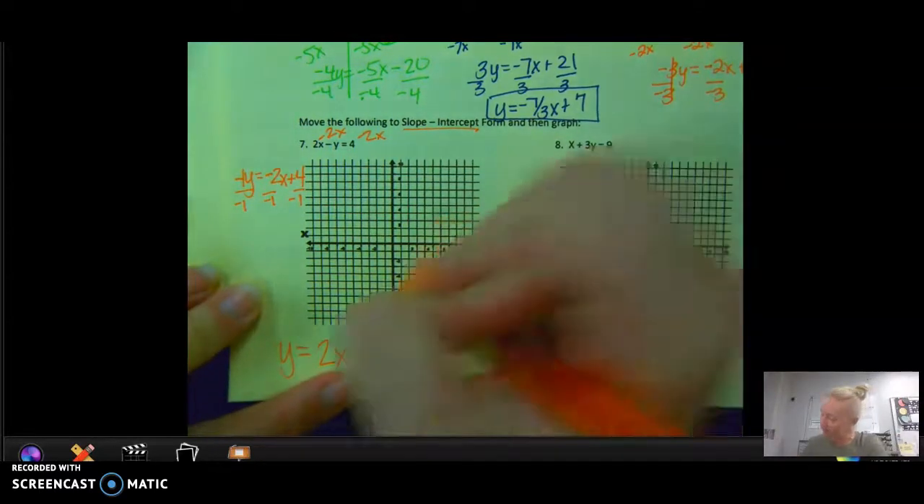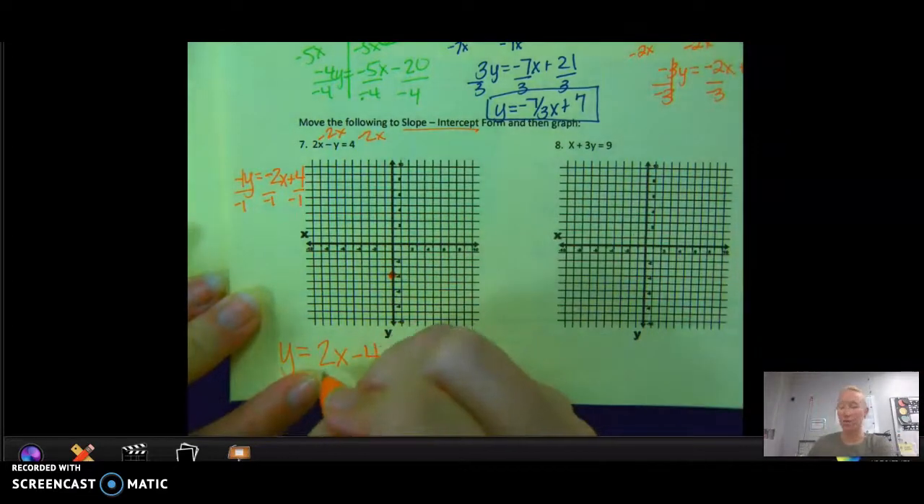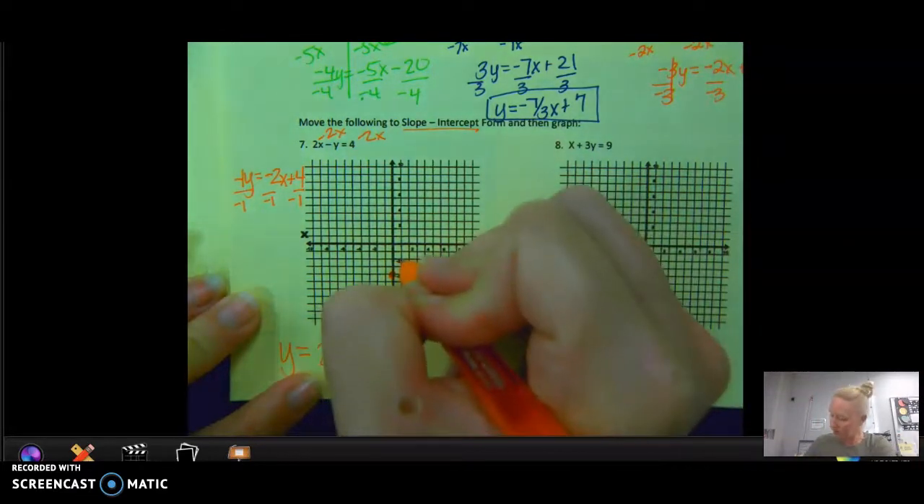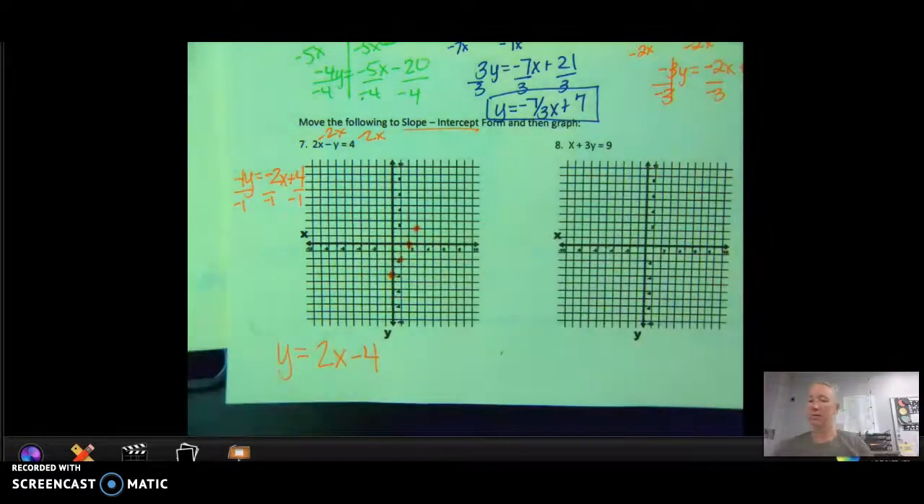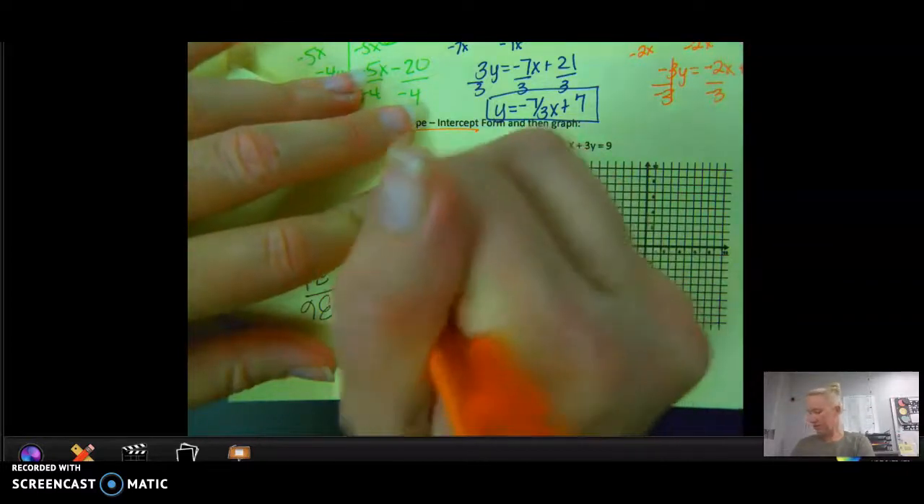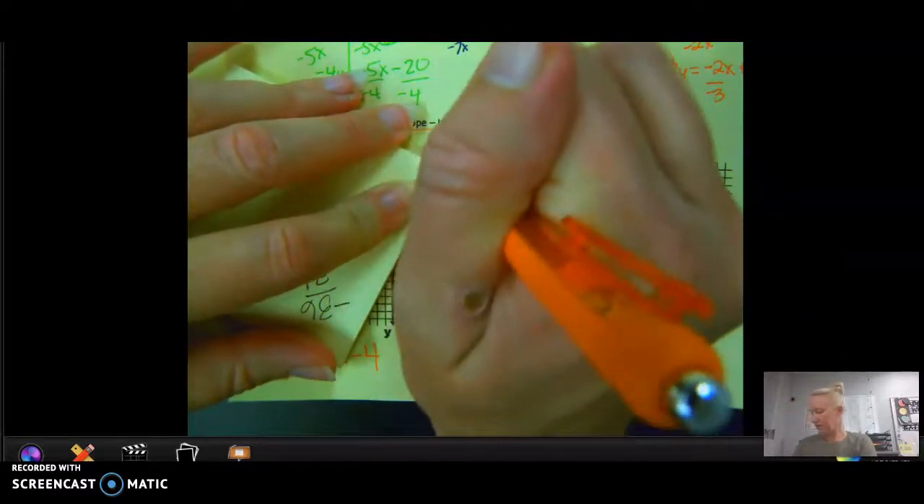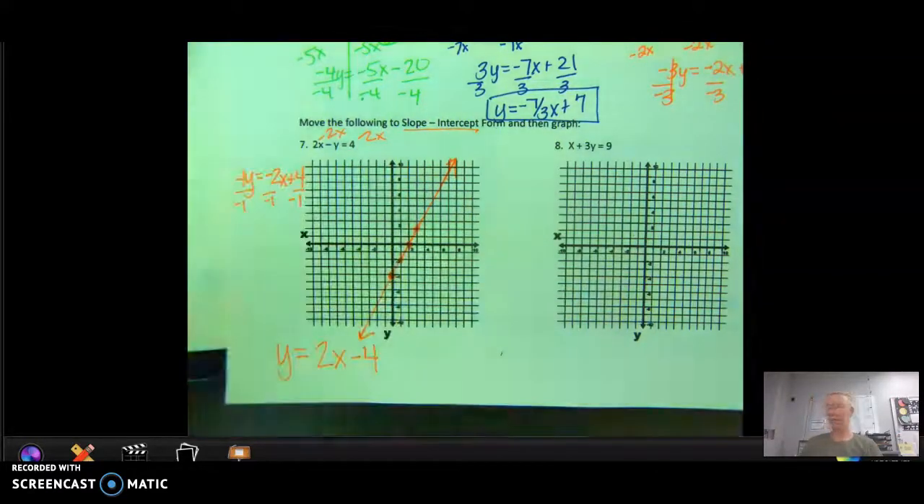My y-intercept is down here at negative 4. And my slope is a positive 2 over 1. So up 2 over 1, up 2 over 1. And then remember, we always want a straight edge. And there we go on that one.